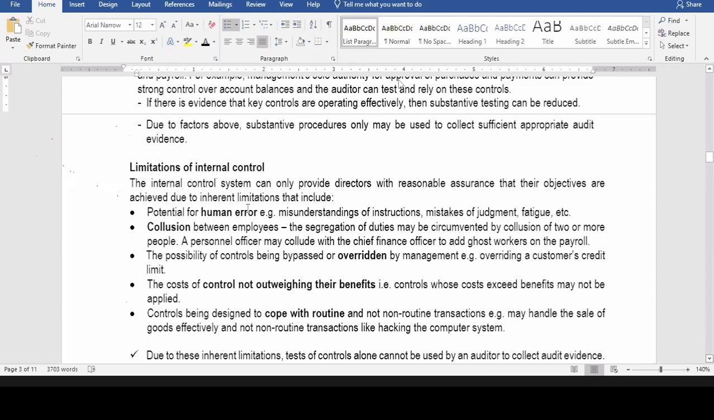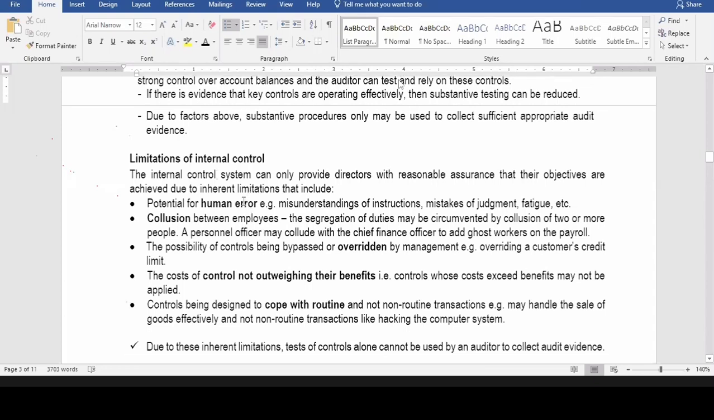In other words, however good a system you have, we can have problems. You remember in topic 1, and even topic 3, however good a system is, people may steal. So what are limitations of internal control? That's why internal control provides reasonable assurance to directors that things are okay, because of limitations.